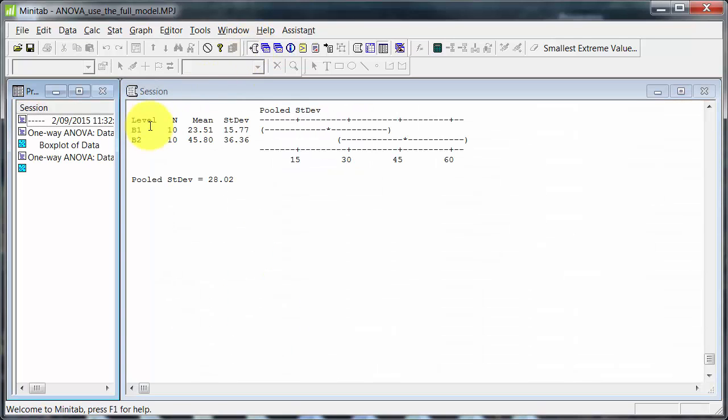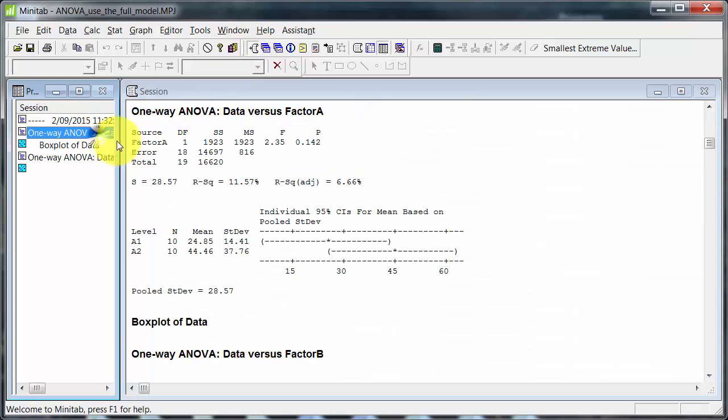Now, let's look. Here is the one-way ANOVA using just factor A. Note, the p-value is 0.142, so this is not significant, and the confidence intervals overlap considerably. So clearly there's no effect of factor A here. And note, the mean square for factor A is 1923 and the total sum of squares is 16620.